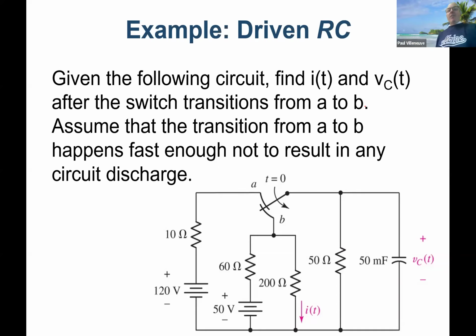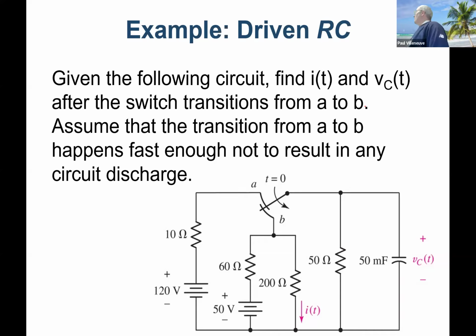So why do we want to do the switch transitioning from A to B? Why do you think that is written in there? Any thoughts? Because I don't want to, go ahead, Luke. Could it mean that capacitors will start? Yeah, I want to find an initial condition on the capacitor that's not zero.